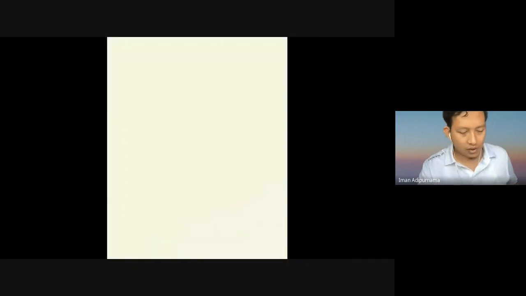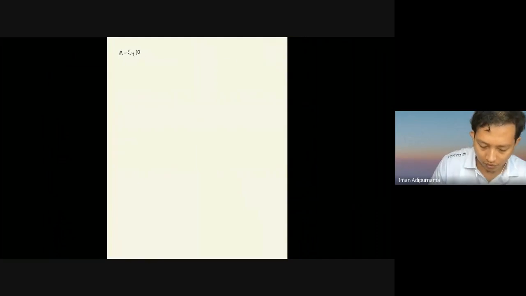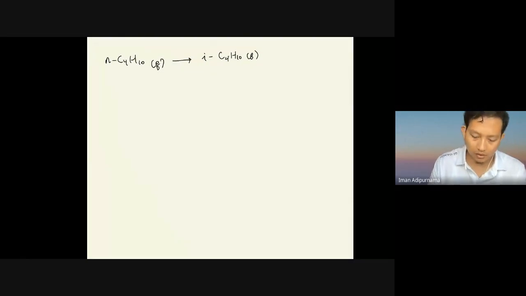So we can start with writing what is the butane. Butane is this, right? C4H10. Sorry, it's H10. This is converted to isobutane, so let me write isobutane as this. Then it is converted, 40% conversion achieved.